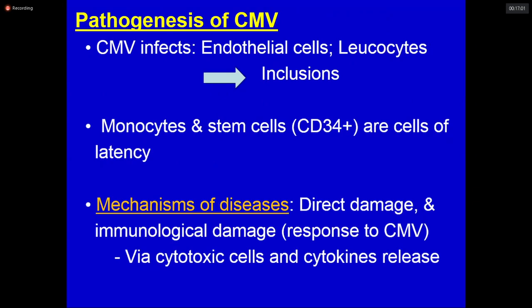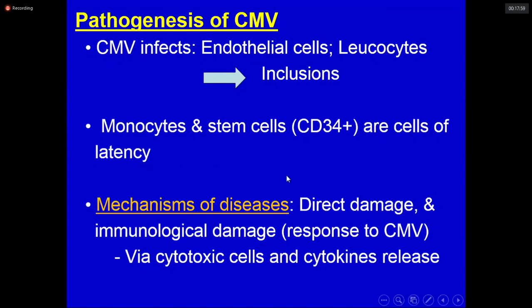Cytomegalovirus can infect endothelial cells and leukocytes, very important. That is why it is transmitted with transplantation. And they can cause inclusion bodies, as I described. The main cells which are usually infected and are important in the latency are monocytes and stem cells. Stem cells are usually CD34 positive, meaning the cell marker of the stem cell is CD34 positive. So the monocytes and CD34 cells are the main cells for latency. The virus stays in them in a dormant phase until reactivation occurs.